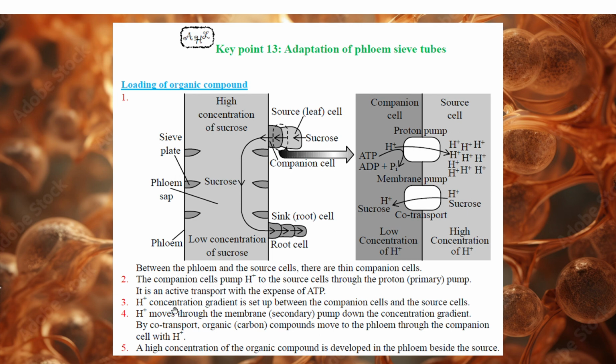Okay. And the hydrogen ion gradient is set up between the companion cell and the source cell. More hydrogen ion there. Hydrogen ion moves through the membrane down the concentration gradient. And then by co-transport, the organic compounds move into the phloem through the companion cell with the hydrogen ion. A high concentration of the organic compound is developed in the phloem beside the source. So it's very generous. The light hydrogen ion will move the heavy organic compound with it through co-transport.